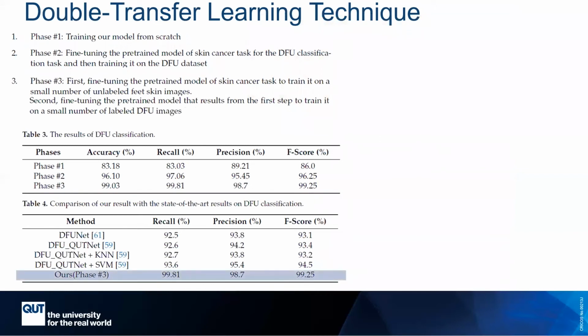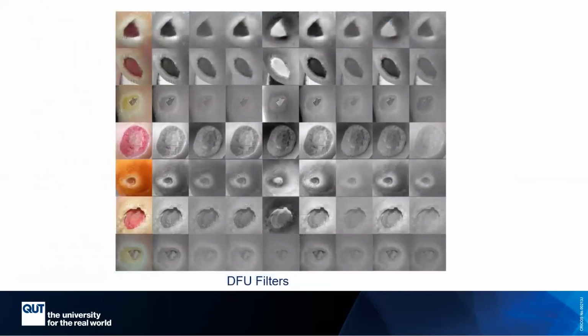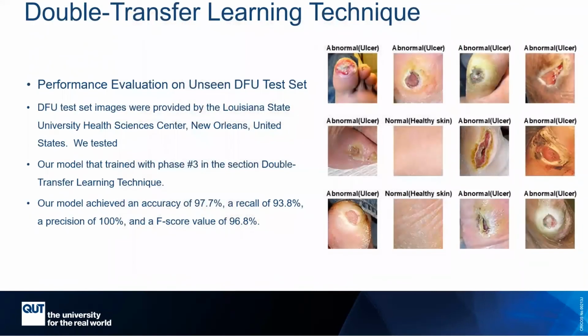Again, the third one that we proposed showed 99% and generalized very well, showing that these are the features that the model extracted from the first layer. And this is an example that I kept in order to show later on that the model was tested on an unseen DFU dataset from a different environment, from a different country.